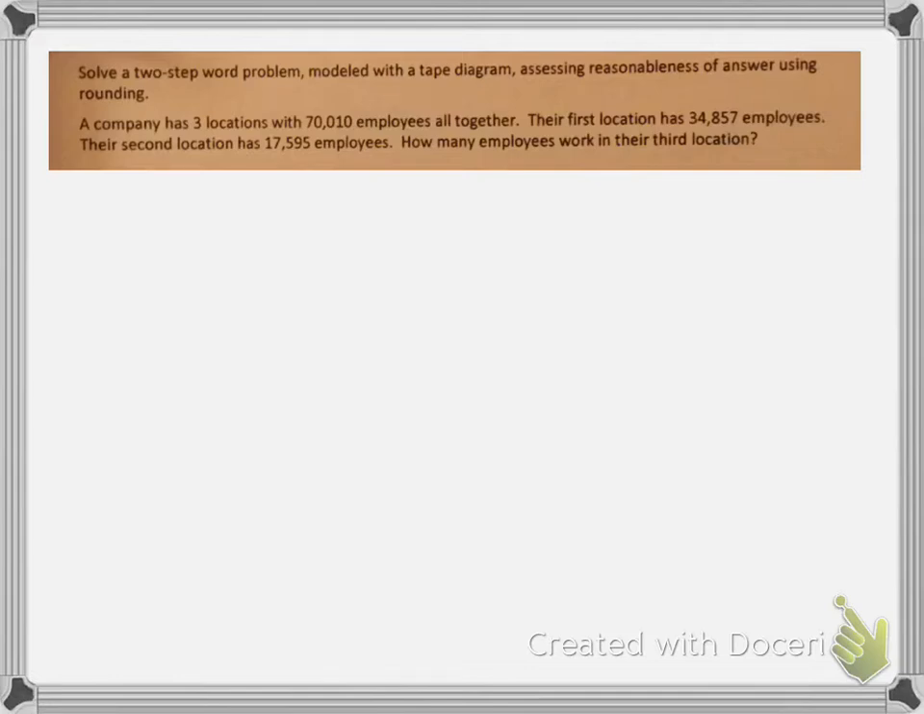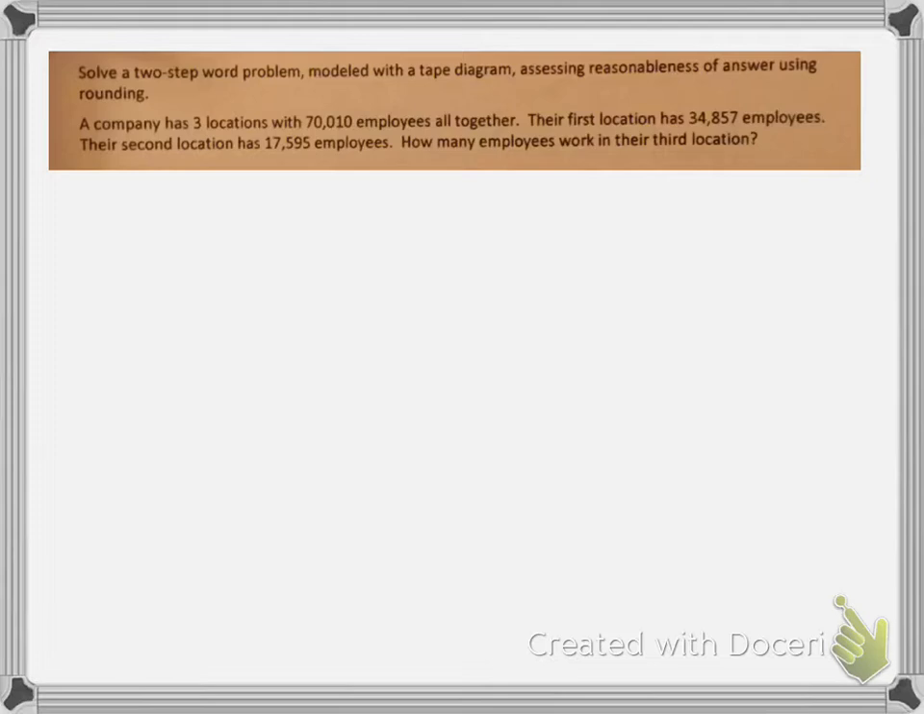A company has 3 locations with 70,010 employees altogether. Their first location has 34,857 employees. Their second location has 17,595 employees. How many employees work in their third location?